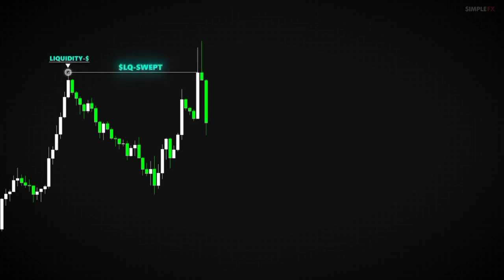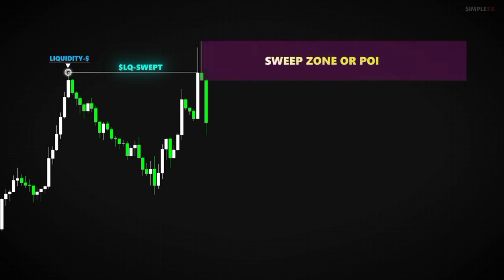Just above that high were stop losses from early sellers and buy stops from breakout traders. Smart money knows this, so they push price up, collect all that liquidity, and then reverse the market. This sharp move creates what we call a sweep zone, the area where smart money likely sold heavily into that buying pressure. After the sweep, price breaks below the last higher low.